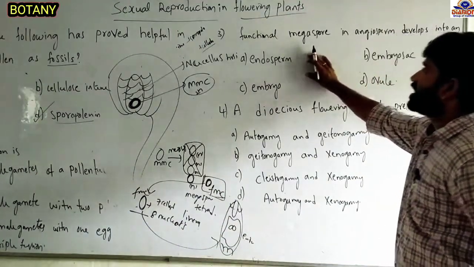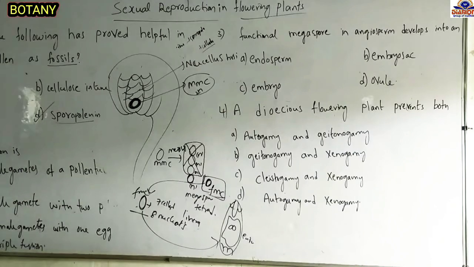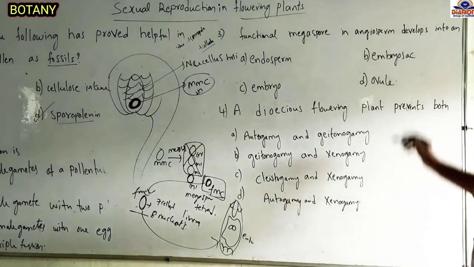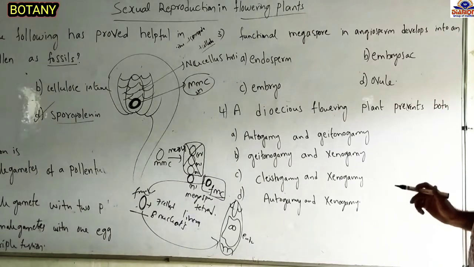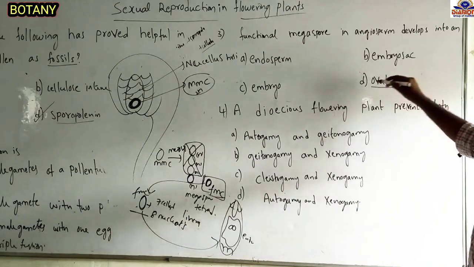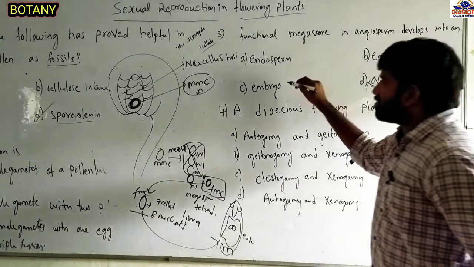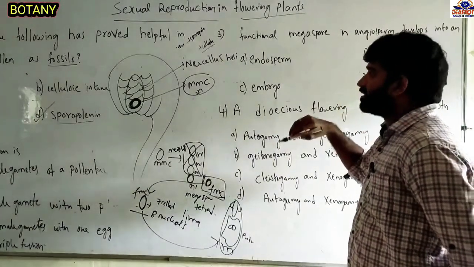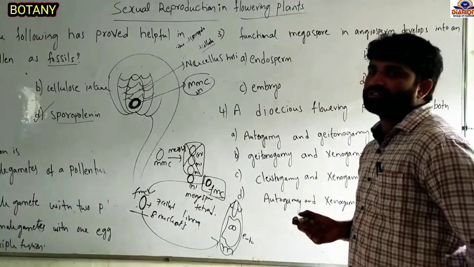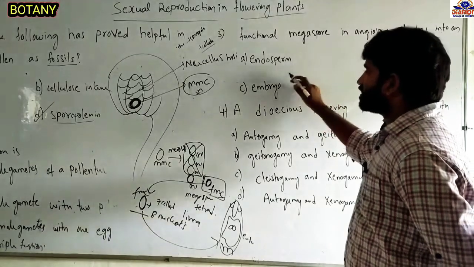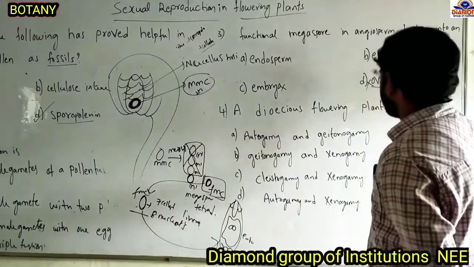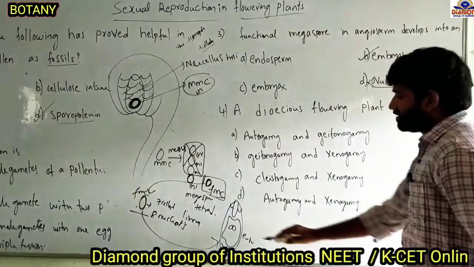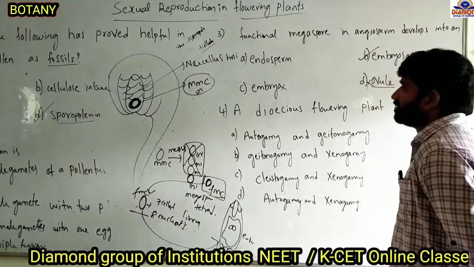They gave the options: endosperm, embryo sac, embryo, and ovule. The functional megaspore mother cell was formed in an ovule, so ovule is not considered. And embryo is formed after fertilization, that is, after the formation of the zygote undergoing cell divisions, so we cannot call it an embryo. And it's an embryo sac. This is the female gametophyte.